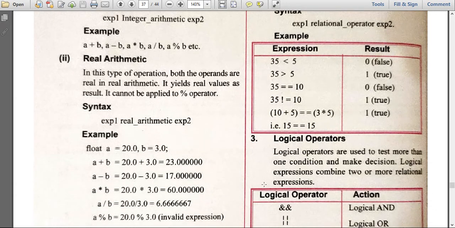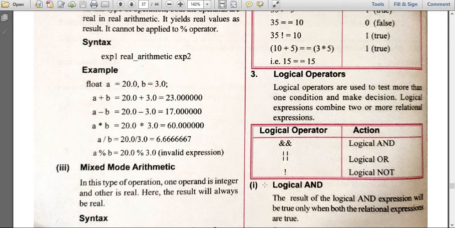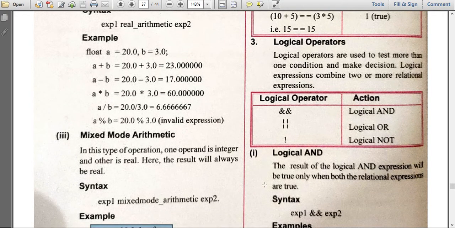Next one is logical operators. Logical operators are used to test more than one condition and make decision. Logical expressions combine two or more relational expressions. So if you have to satisfy multiple conditions and you have to satisfy all the conditions, then we use the logical AND operator. Condition 1 and condition 2 and condition 3. If you have anything like that, then we will go with the logical AND operator.